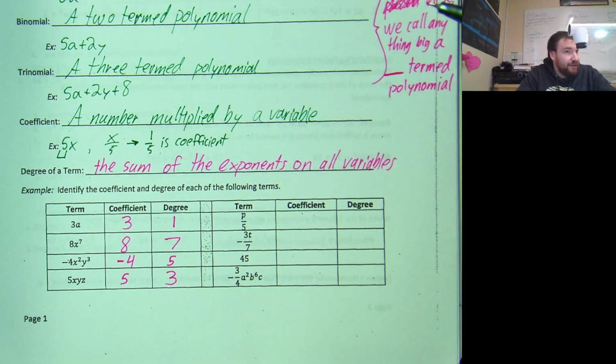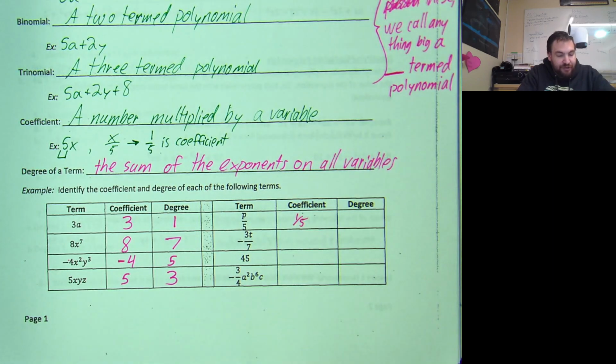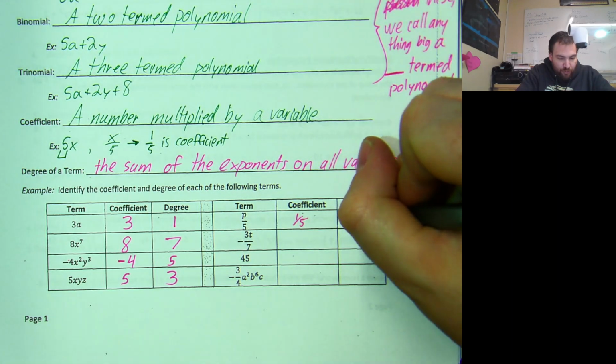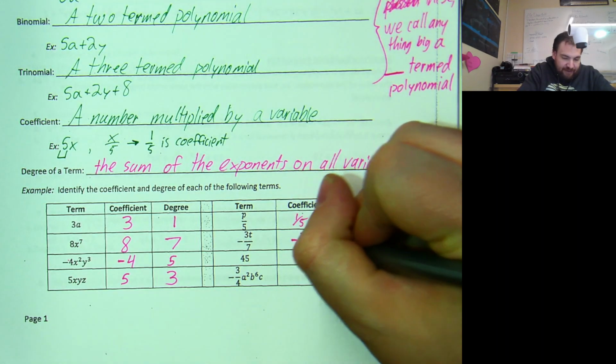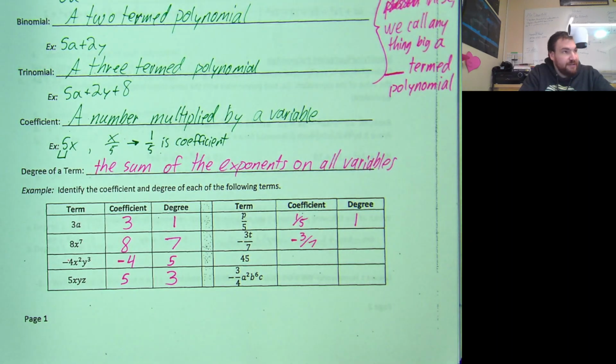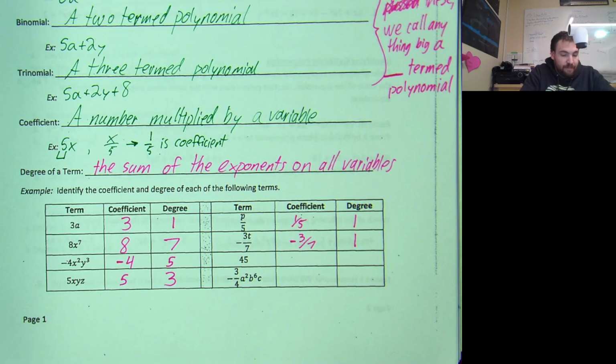P over 5, the coefficient is? Oh, look at that. It's the same one we just did. And the degree is? Cool. Next one. Negative 3 over 7 is the coefficient, and the degree is? 1 again. Cool. The next one. There is no coefficient because there is no variable. So if there is no variable, what's the degree? It is 0.